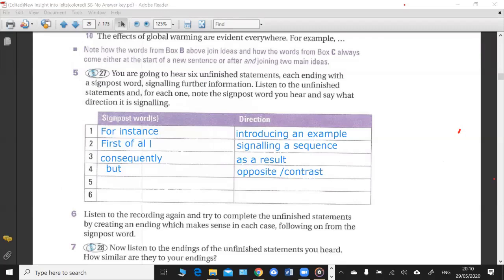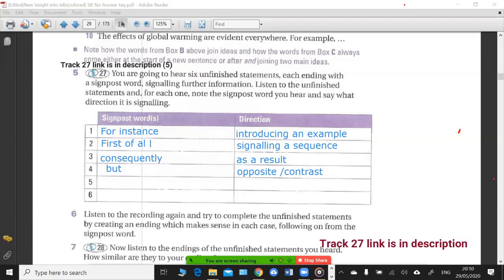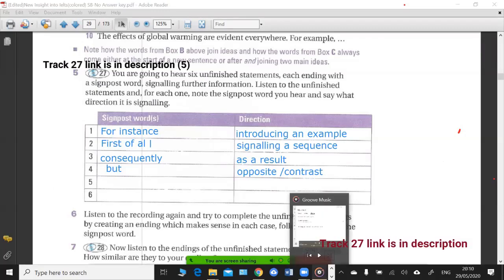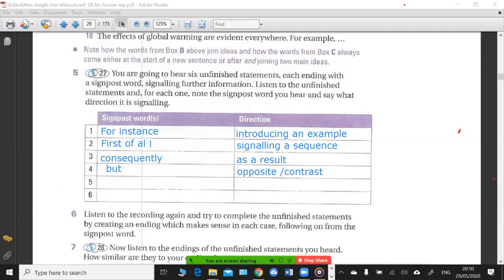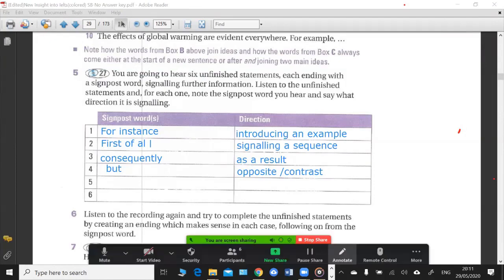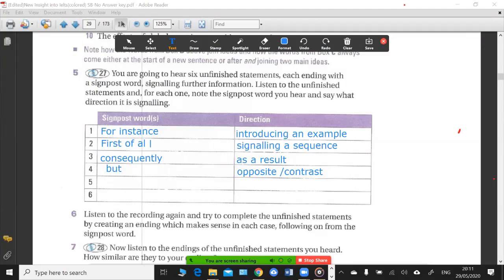Number 5. You are all doing great. Next one, number 5. So this is another one. On the one hand, on the other hand. So the signpost word is on the other hand. That's right.